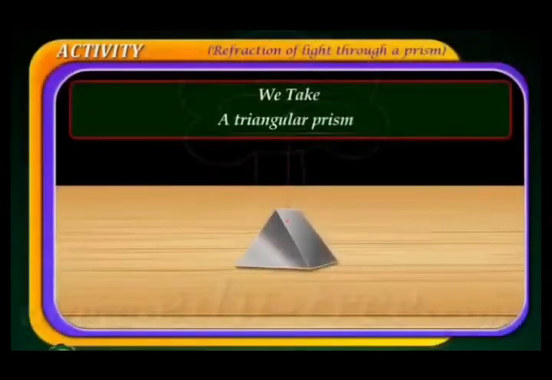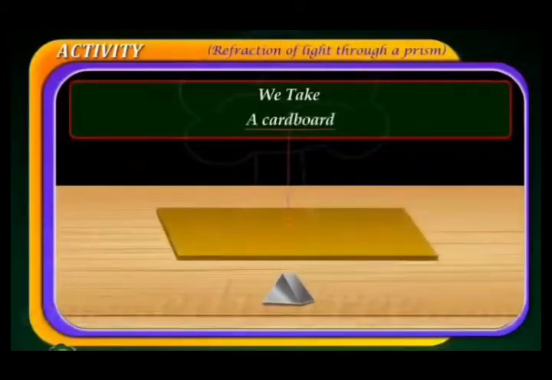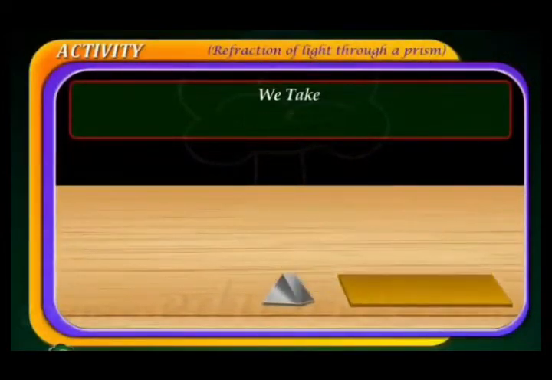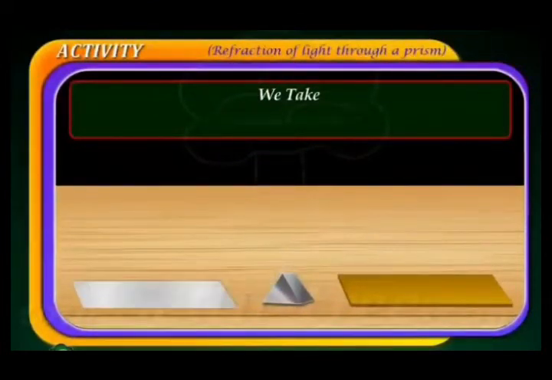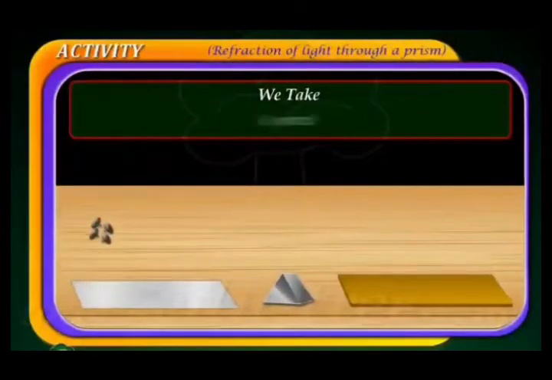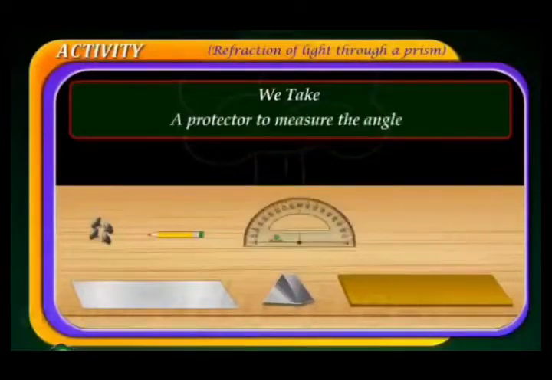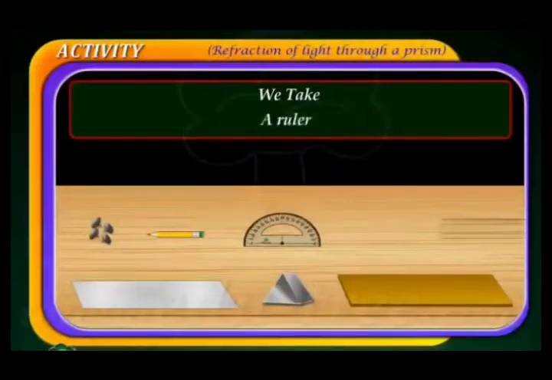We take a triangular prism, a cardboard, a white sheet of paper, a few thumbnail pins, a pencil, a protractor to measure the angle, and a ruler.